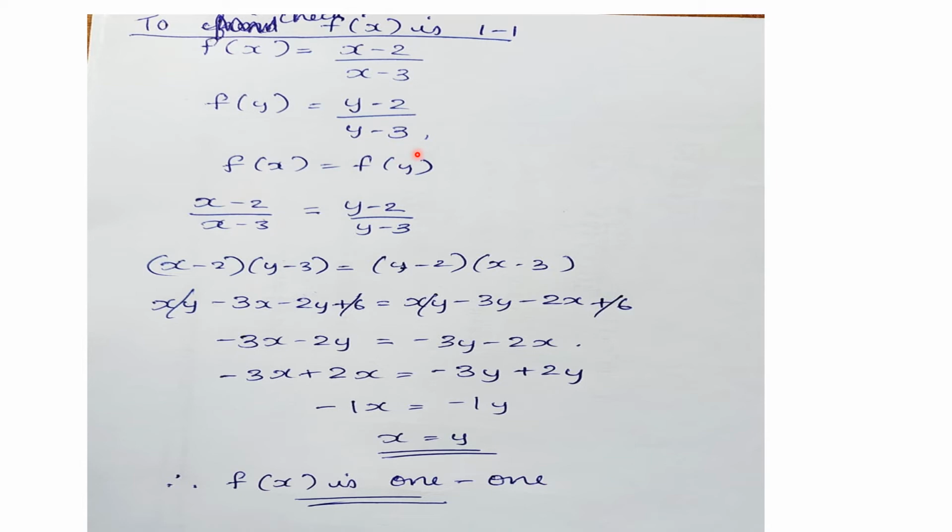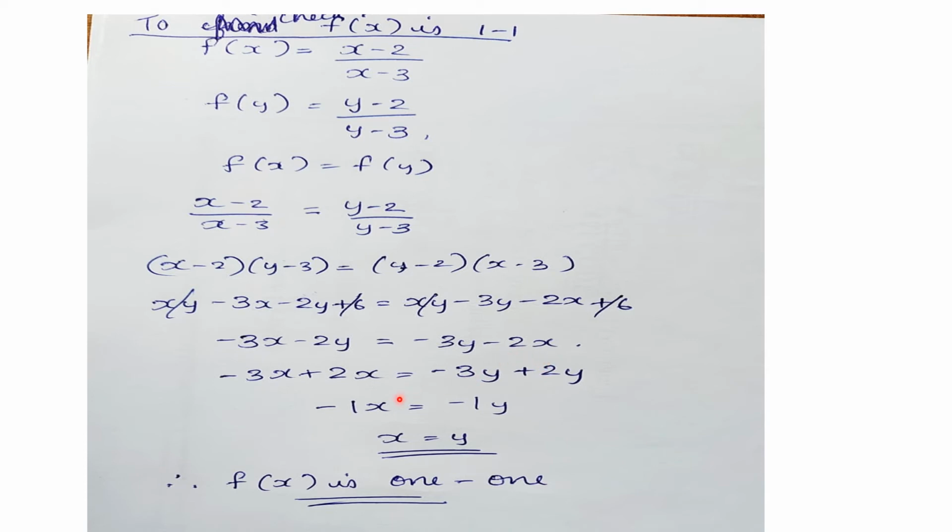In the one-to-one condition we have to assume that f of x is equal to f of y. So we can write, f of x is equal to f of y, that is (x minus 2) divided by (x minus 3) is equal to (y minus 2) divided by (y minus 3). Then I am rearranging the terms, cross multiplying it. So (x minus 2) into (y minus 3) equal to (y minus 2) into (x minus 3). Expanding both sides, we obtain common terms xy and 6 on both sides, so we cancel them. So the remaining terms are minus 3x minus 2y equal to minus 3y minus 2x.